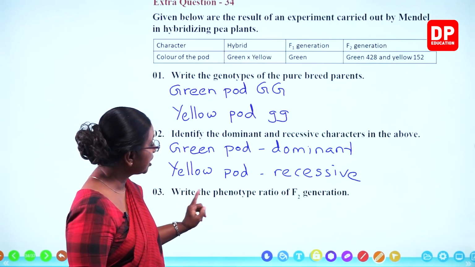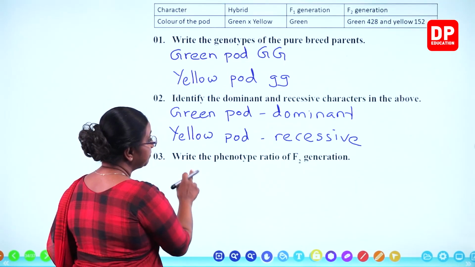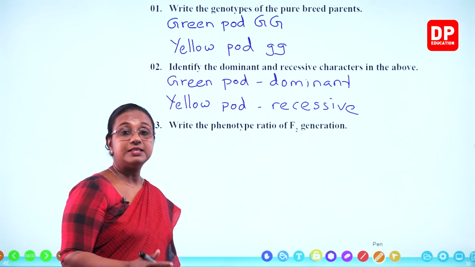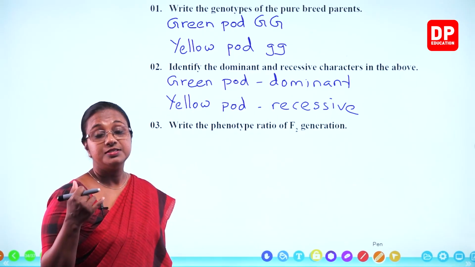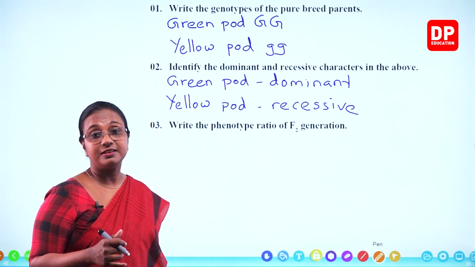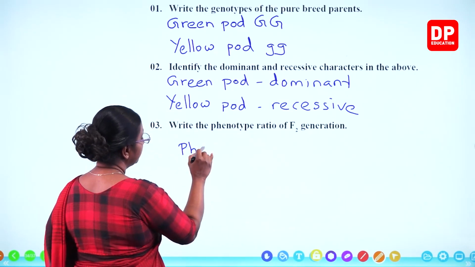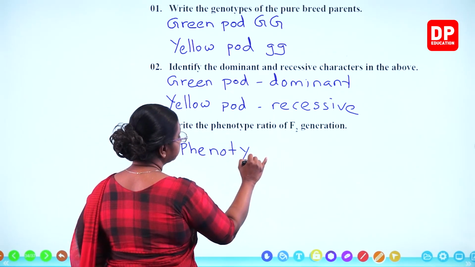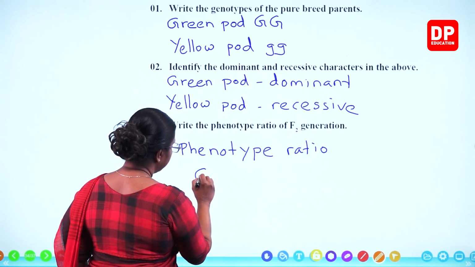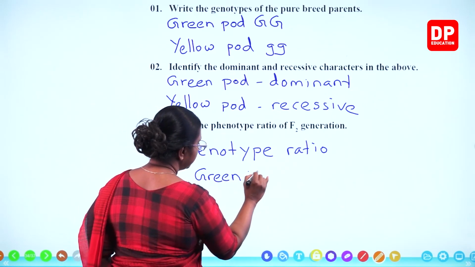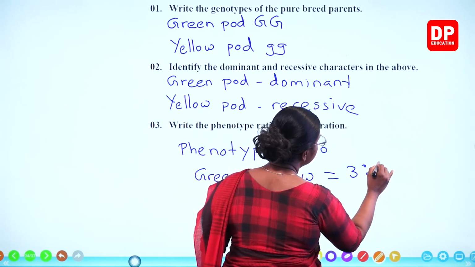Then write the phenotype ratio of the F2 generation. Phenotype ratio. What is a phenotype ratio? It is the character that is expressed in the generation, or the external characteristic of an organism, that we call the phenotype. So, your phenotype ratio, green is to yellow, you know it is 3:1.